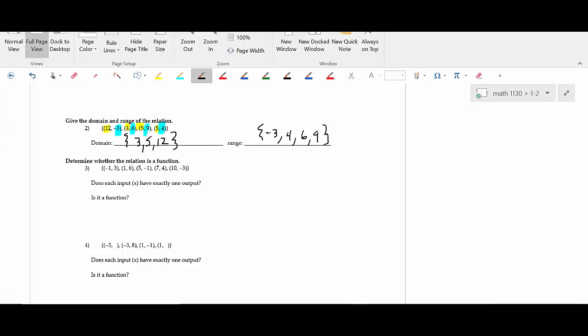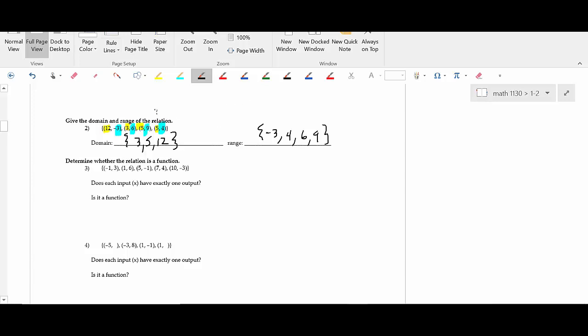That 12 occurs one time, right? And it only has one y value. That's good. That 3 only occurs once, so that only has one y value. But look at that 5. That occurs twice, and it has two y values. So is that a function? No, that's not a function.